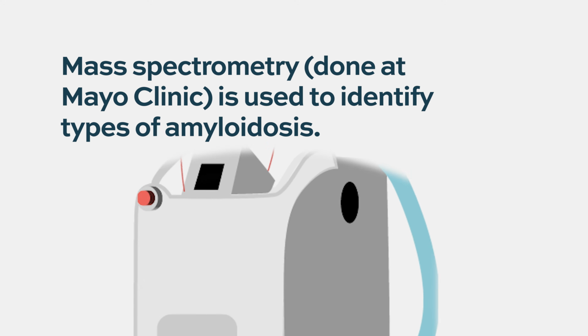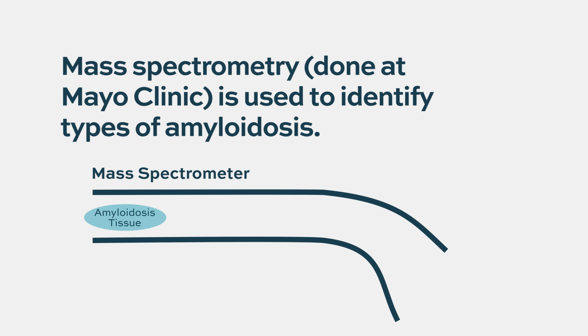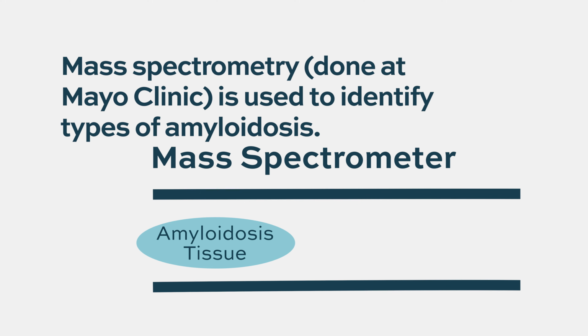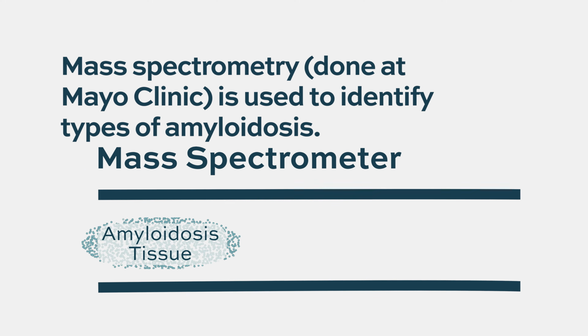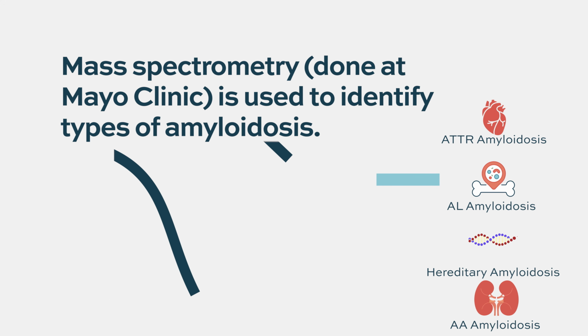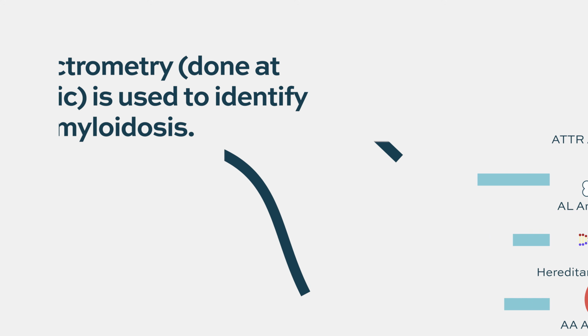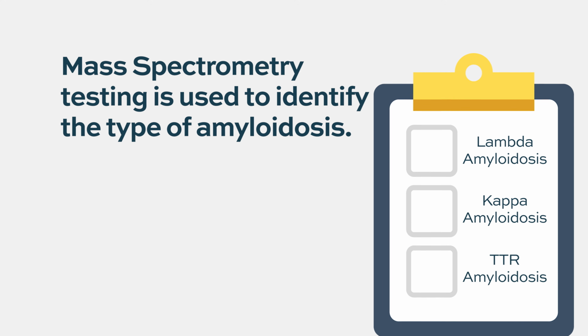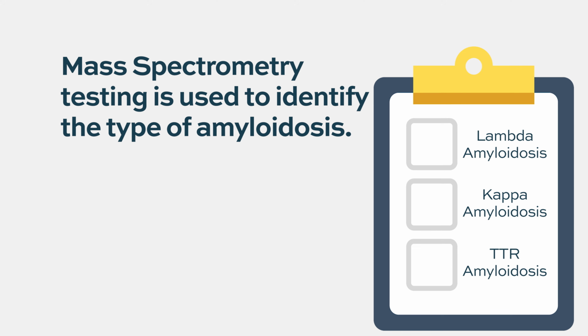I think of this almost like a cake: it's a technique that can take the cake apart and tell you what the ingredients are. What this test does is it takes that chunk of amyloid tissue, chops up the protein, and then tells you what that protein is made out of. Based on the sequence of amino acids, or different protein components, they can say that this is light chain lambda amyloidosis or kappa amyloidosis or TTR amyloidosis or some other type. So that mass spec test is often quite critical for accurately diagnosing amyloidosis and, more specifically, the subtype.